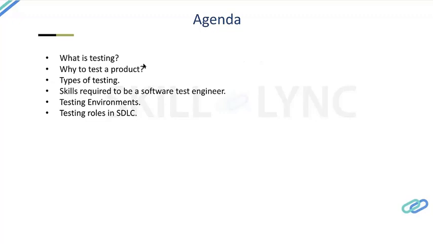SDLC basically stands for software development lifecycle, the phases in which the software gets developed. So before you see a rolled out product in its full form, there are a number of phases it goes through. So we will be going through both.